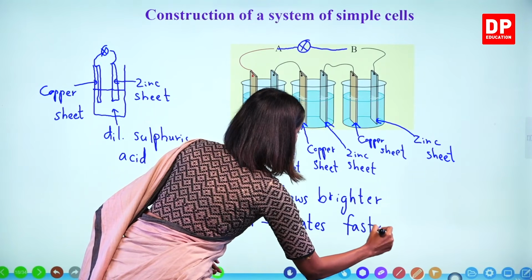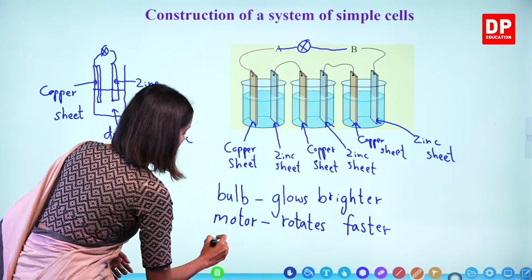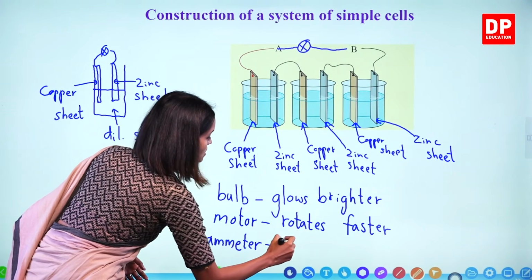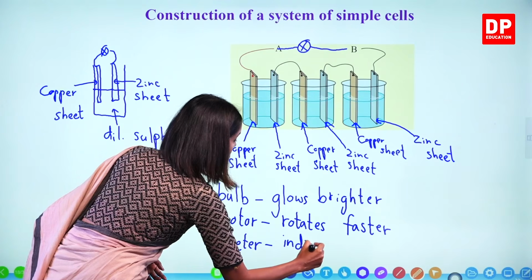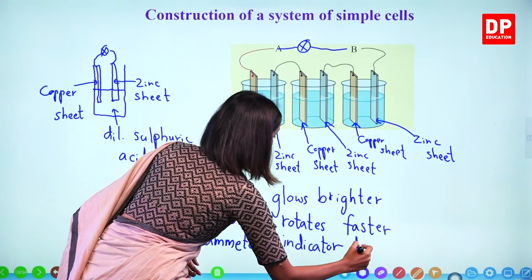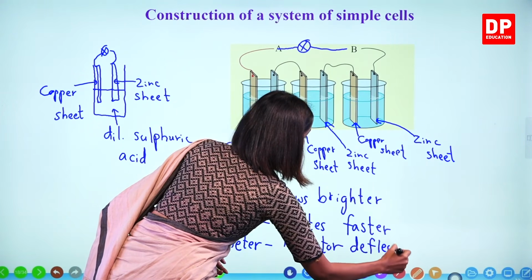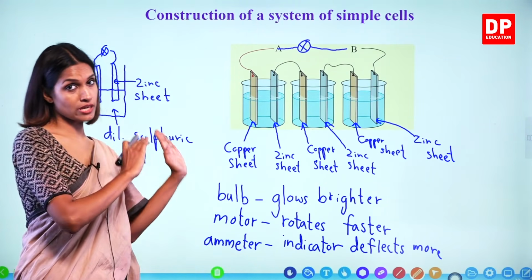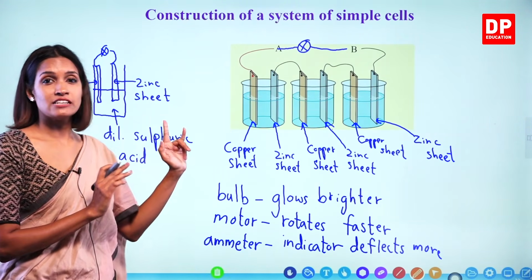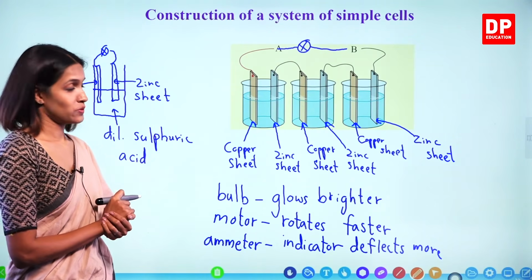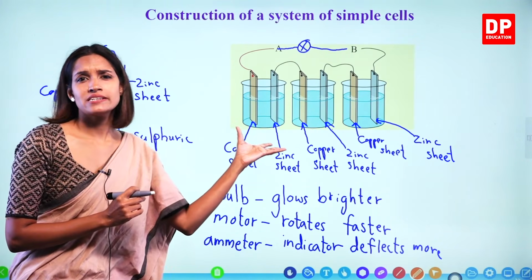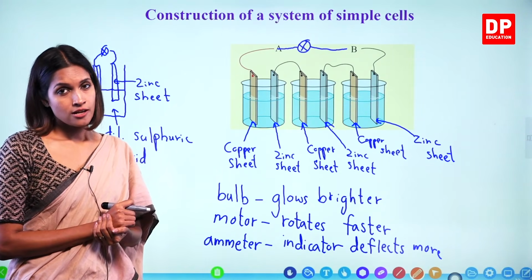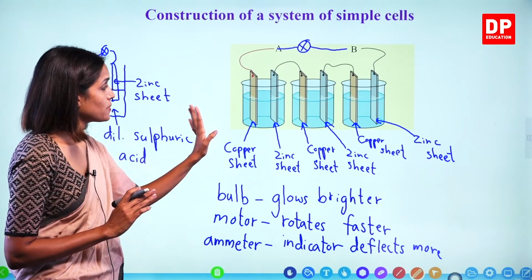And ammeter, what will happen? Ammeter indicator deflects more. Movement will be more than the single or one simple cell. Okay, so if you connect a coil of wire, it will get heated faster than before. Understand why does this happen, children?